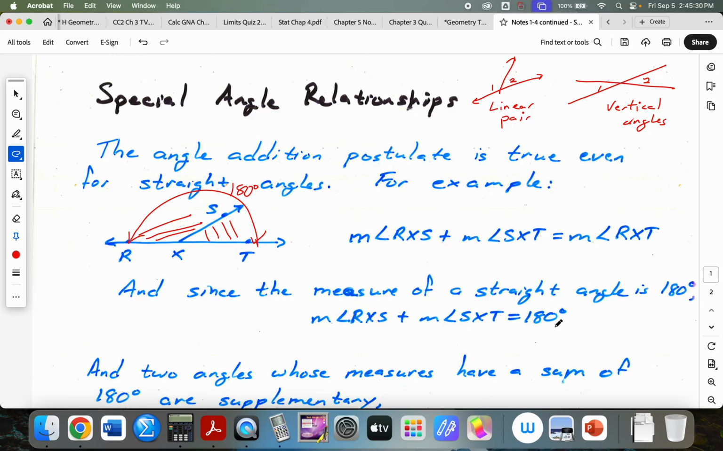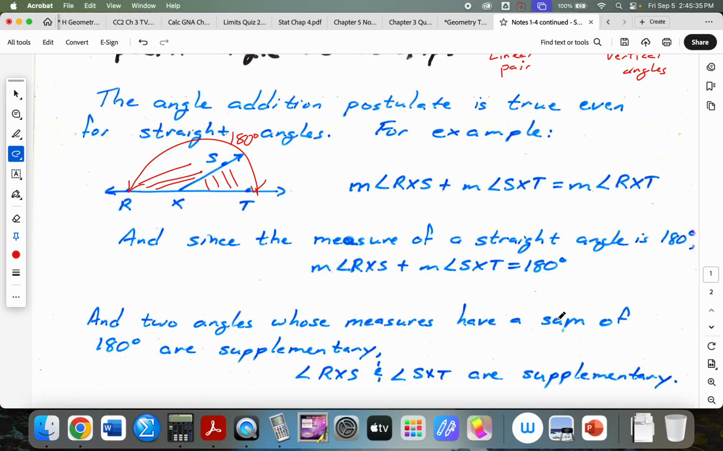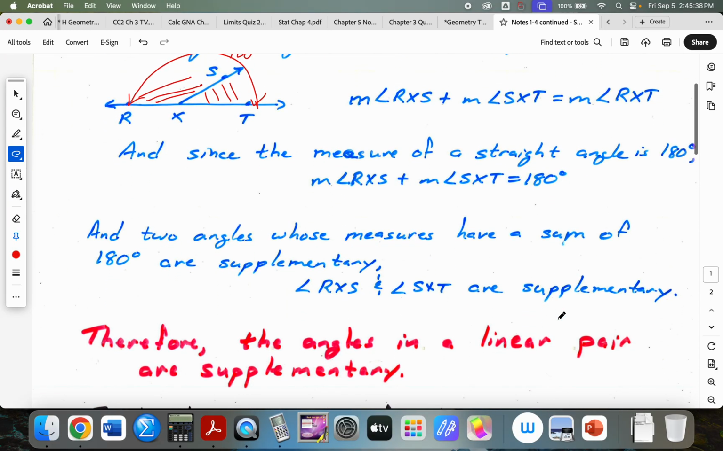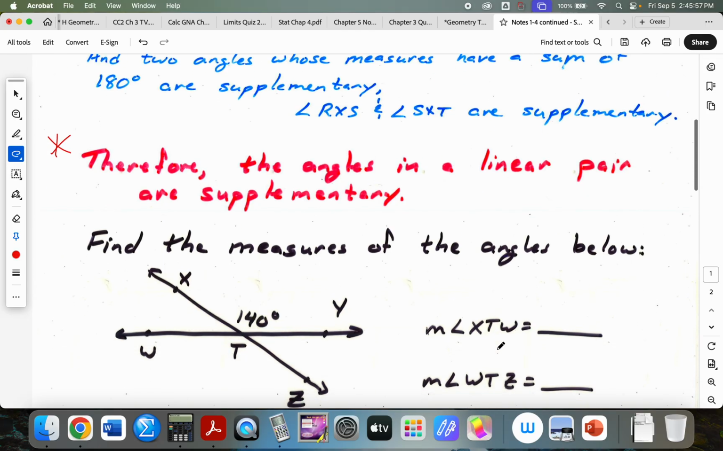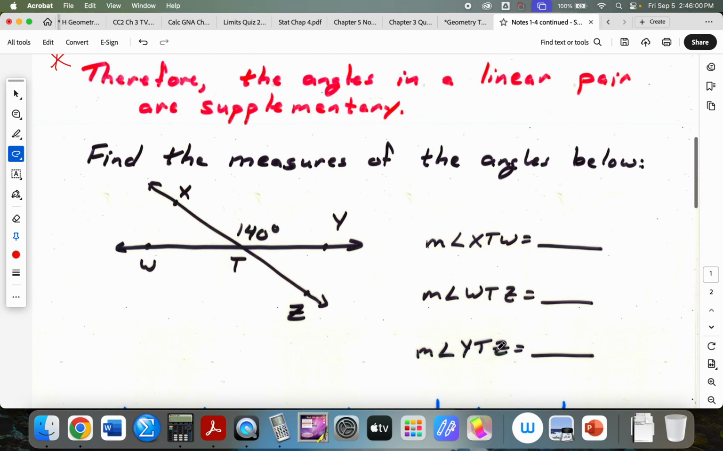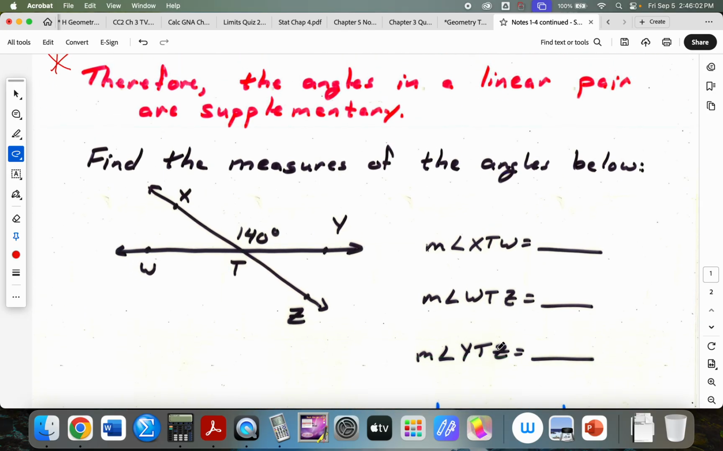And if we want to put that in words, we say that those two angles are supplementary. So, in general, the angles in a linear pair are supplementary. You must know this. This is super important. It's going to come up over and over and over again all year long. The angles in a linear pair are always supplementary. This allows us to find other angles in a picture. So like this.